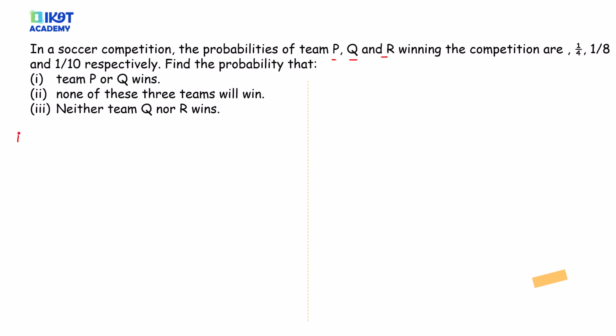So the probability of team P winning is a quarter. The probability of team Q winning is 1 out of 8. The probability of team R winning is 1 out of 10. Now the question wants the probability that team P or Q wins. Remember we said or means union. So the probability that team P or Q wins is the same as the probability of P union Q. This will be the same as the probability of P plus the probability of Q, because you've found out that these are mutually exclusive events.